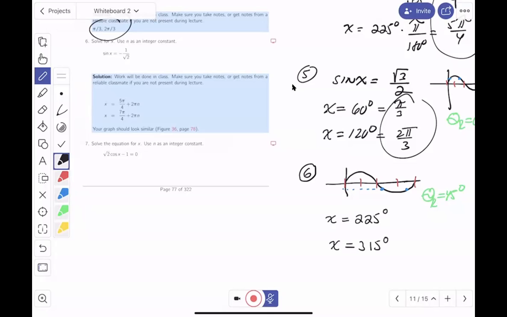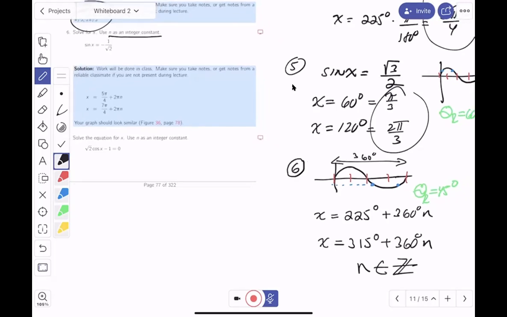All right. Here's where they said something strange, though. They said n is an integer constant. Well, what I want to write down is that this keeps repeating itself on the cycle length. And what's the cycle length? 360 degrees. So plus 360 degrees n, plus 360 degrees n, with the understanding that n is an integer value.